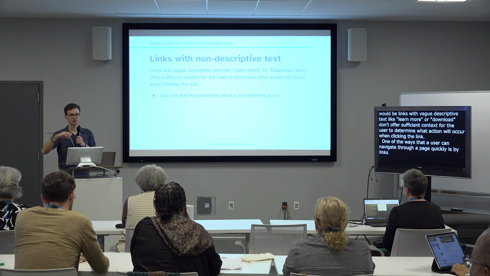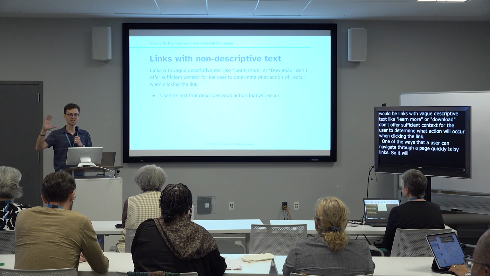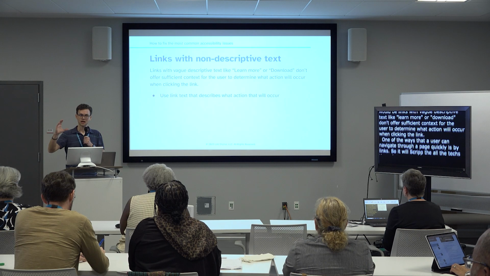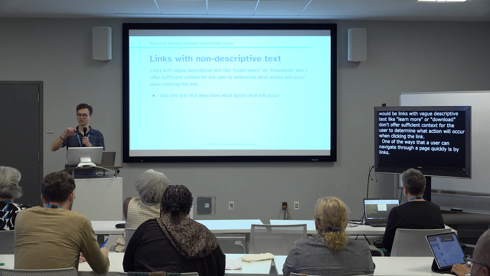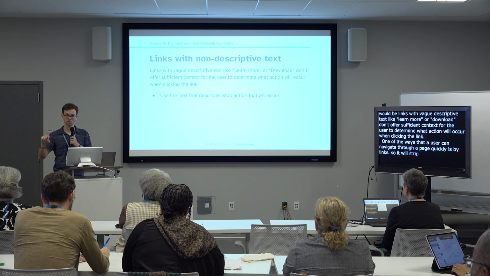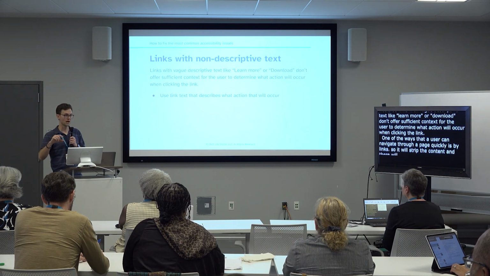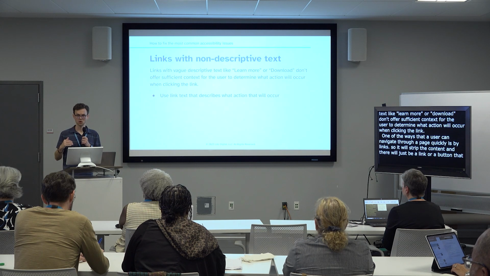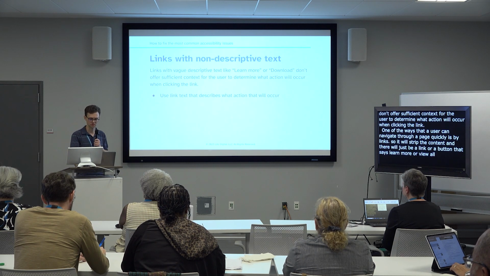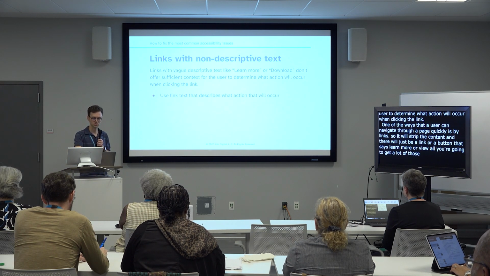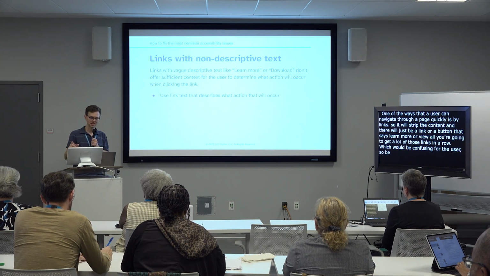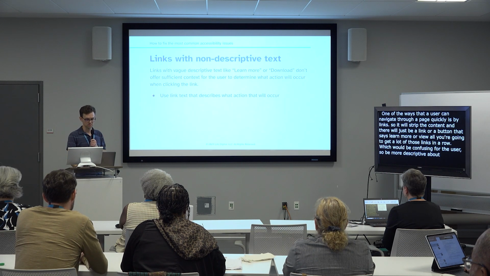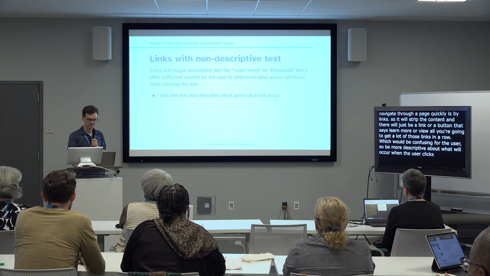So you can imagine on something like a product category page in WooCommerce, if there are these tiles where there might be a heading and then the link or the button that just says "learn more" or "view all," you're just going to get a lot of those links in a row, which would be confusing for the user. So being more descriptive about what will occur when the user clicks that link is much more helpful and minimizes confusion.